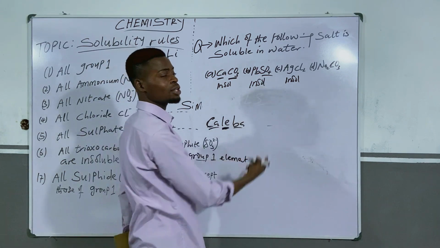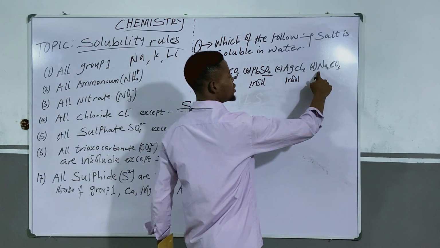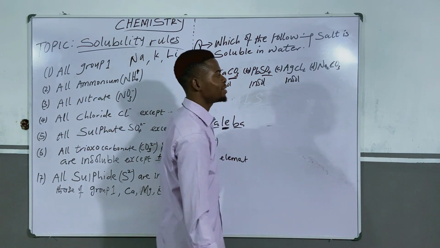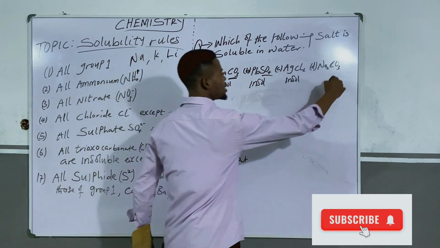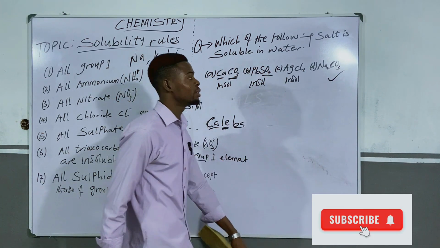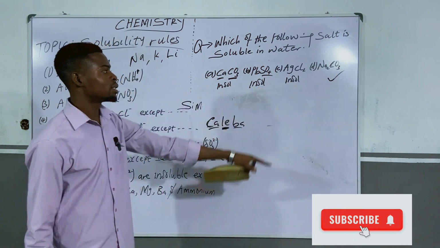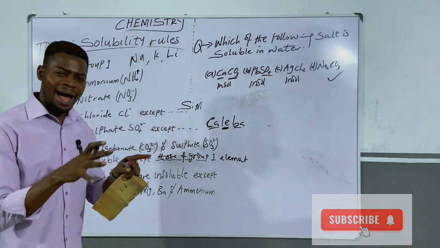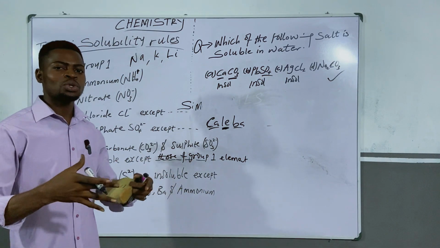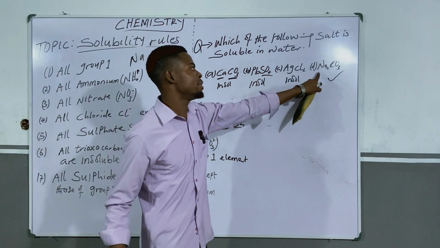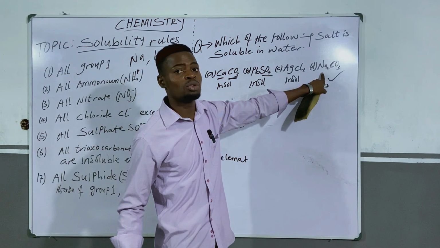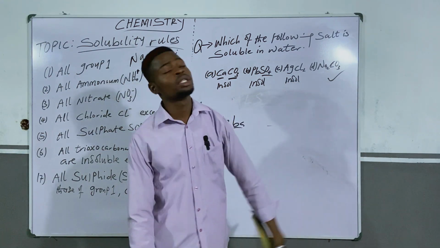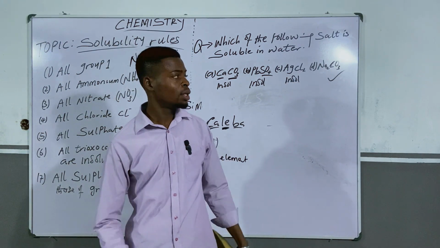Let's look at the last option. Option D, we have sodium trioxocarbonate. Is it soluble or not? Of course, it is soluble. This is the correct answer. It is soluble because all trioxocarbonates are insoluble except those of group 1, and sodium here is a group 1 element. So this is soluble.